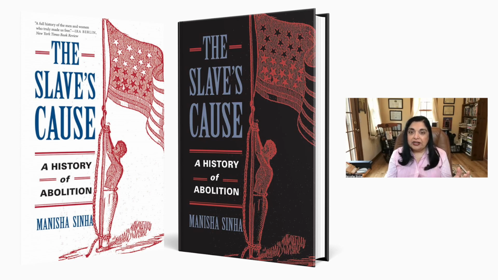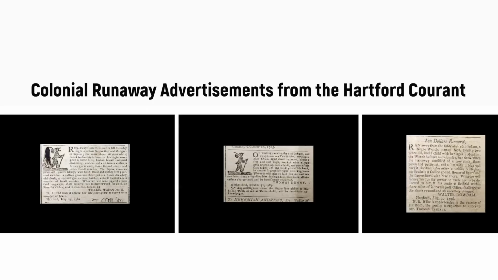Because for many Americans, John Brown just comes out of nowhere and they're like, oh, he's this crazy radical abolitionist. But actually, John Brown comes very much from the traditions of the abolition movement. You can see that this is true of Connecticut.